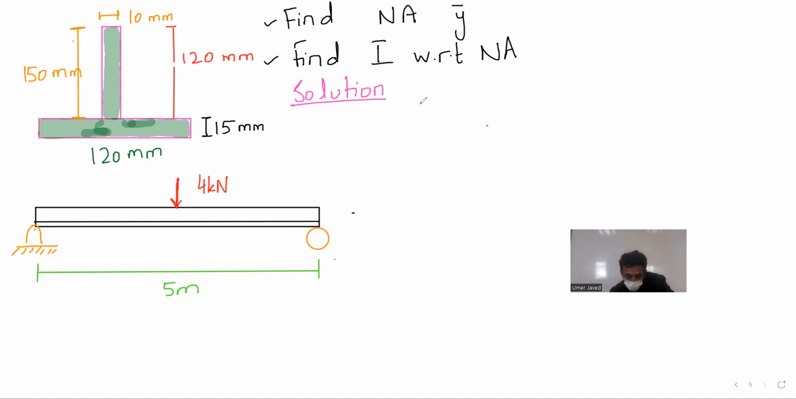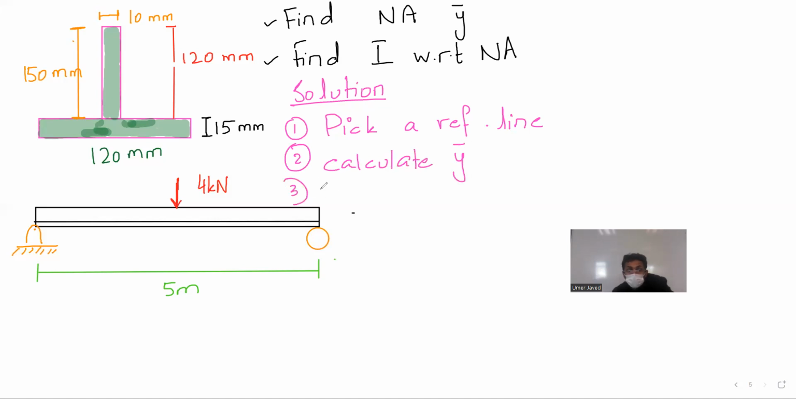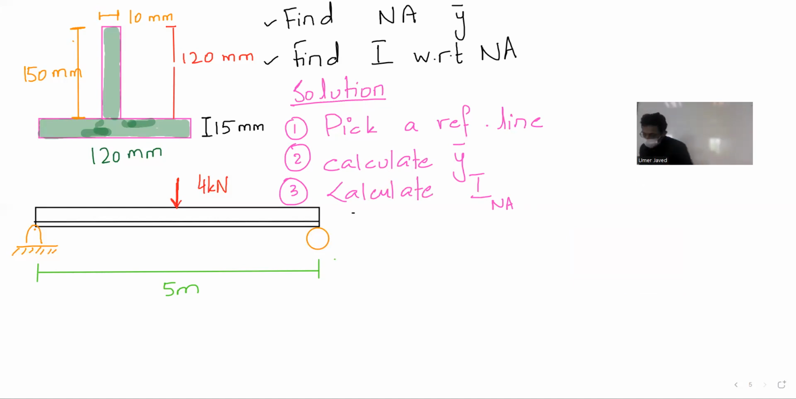Number one, pick a reference line. Number two, pick a reference line to calculate moment of inertia. Number three, calculate I with respect to the neutral axis that we are doing. You are solving the problem, right?